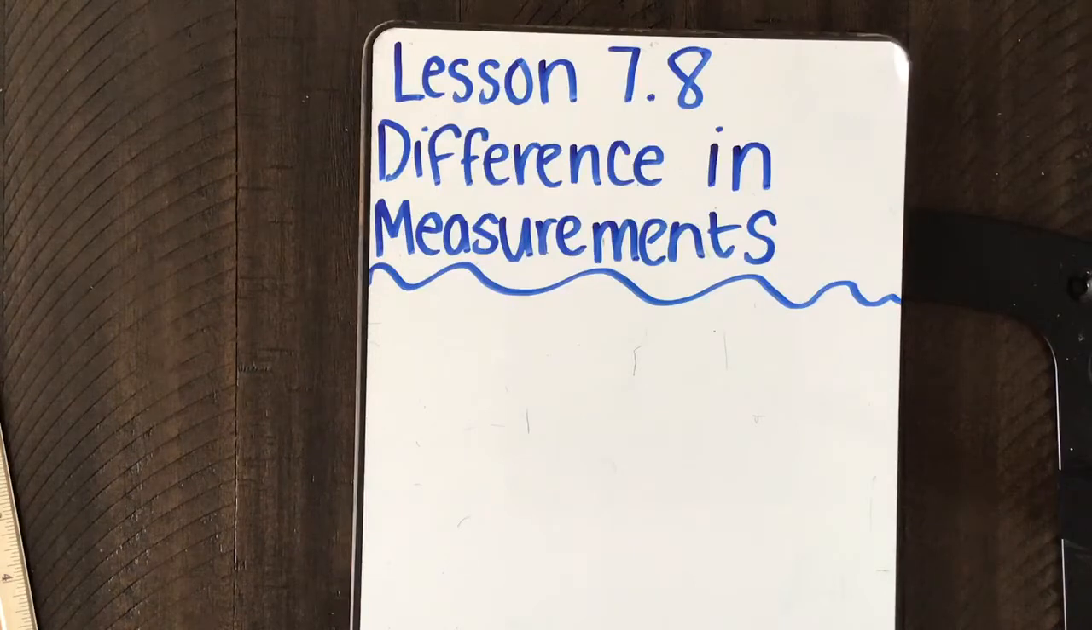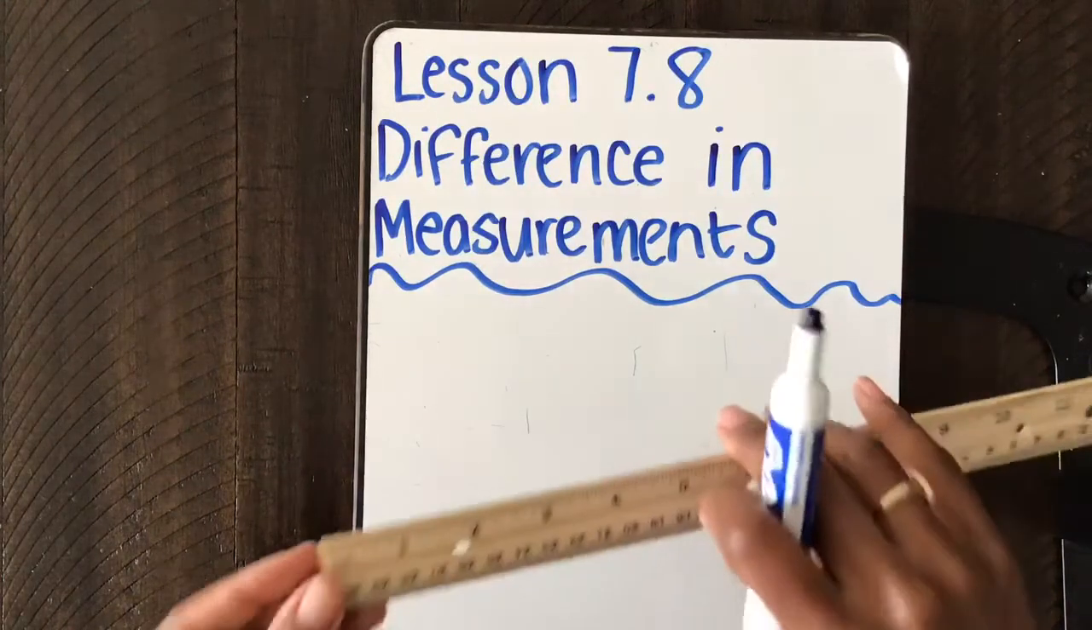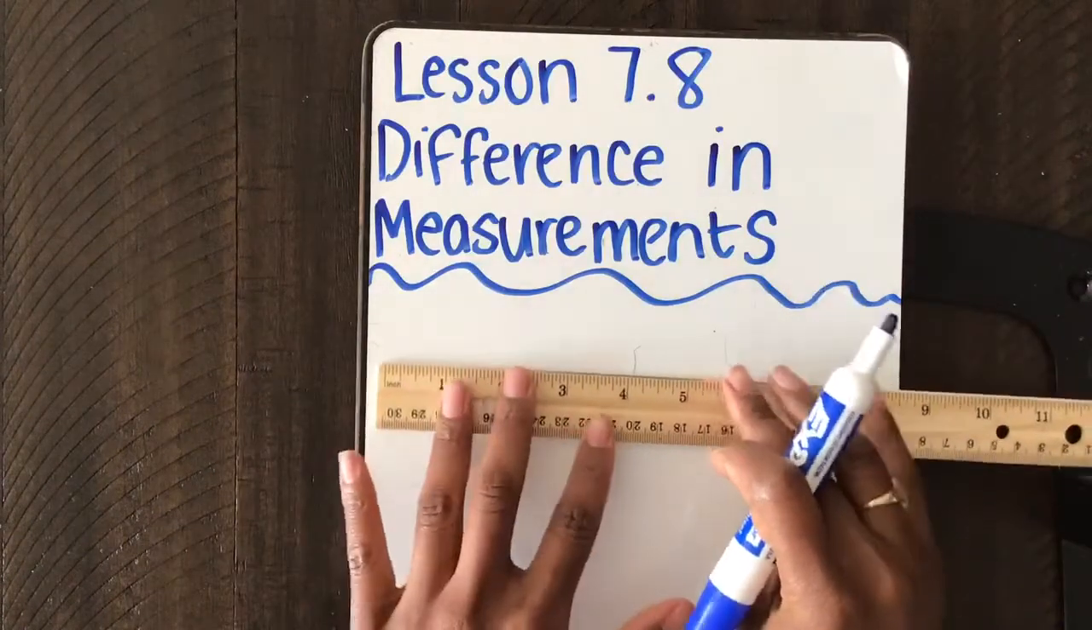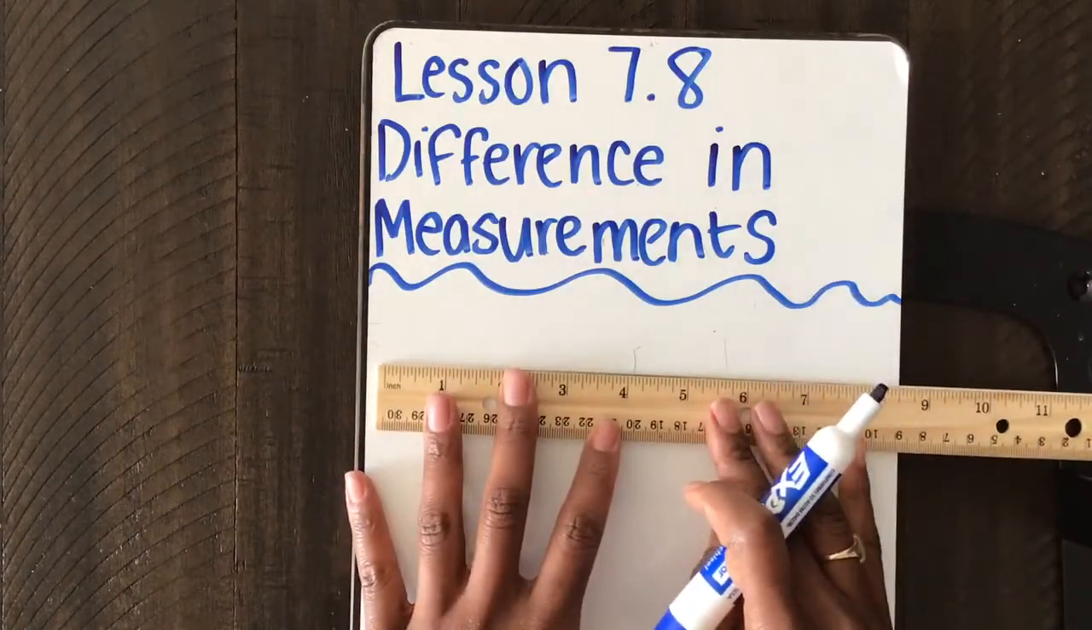The first thing we need to do if we are trying to find the difference in measurement is make sure that we are using the same unit of measurement. So either you would use inches or centimeters or meters or yards. You have to pick one of those. For example, if I'm going to measure something in inches, that's what I'm going to stick with to find the difference in the measurement.